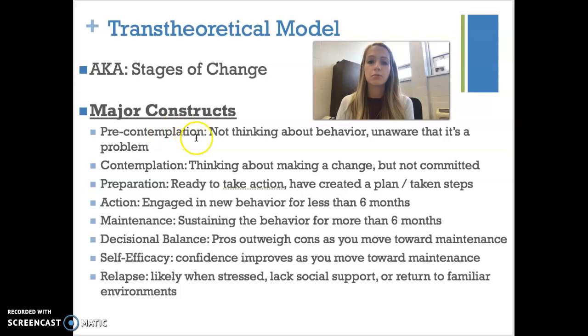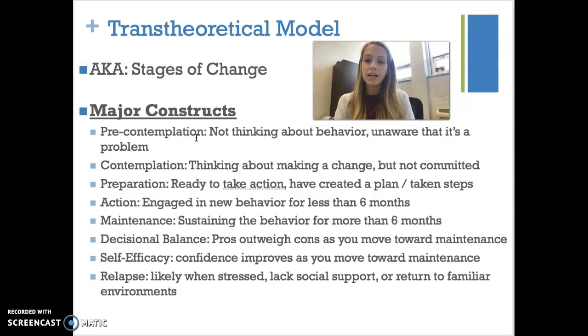It starts with pre-contemplation, and so we're looking at where this person may be on this stages of change. They may be in pre-contemplation, so they're not even thinking about the behavior, or they're unaware that it's a problem. So let's think about someone with moderate to heavy alcohol use. So someone in the pre-contemplation phase may not even realize that their drinking is an issue. Contemplation, they've started thinking about making a change. Perhaps they've realized that their drinking is having some negative effects on their lives, but they're not completely committed to quitting or to cutting back yet.